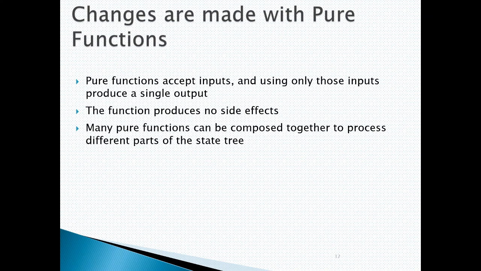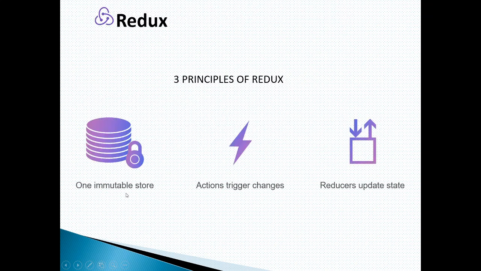Changes are made with pure functions. Pure functions accept inputs and, using only those inputs, produce a single output. So keep in mind, pure functions accept inputs and using only those inputs produce a single output. There will be no network connectivity, there will be no IO in that function. There will be no trivial logic in that function. That will be a pure function. The function produces no side effects. Many pure functions can be composed together to process different parts of the state tree.